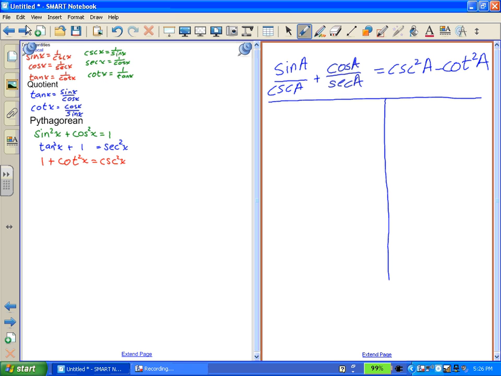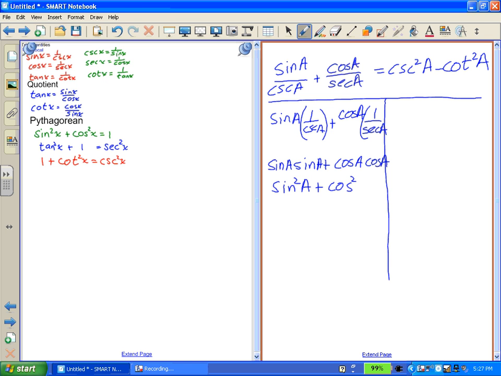So sine A times 1 over cosecant A plus cosine A times 1 over secant A. But using my reciprocal identities, 1 over cosecant A is just sine A, so I have sine A times sine A plus 1 over secant A is just cosine A, so I have cosine A times cosine A. Well, this is sine squared A plus cosine squared A, but that just equals, by the Pythagorean identity, 1.